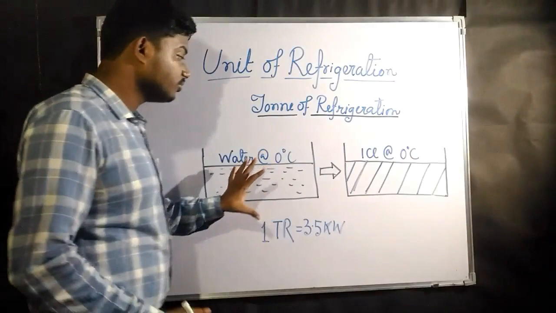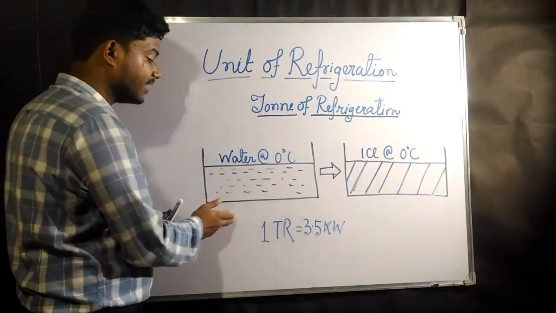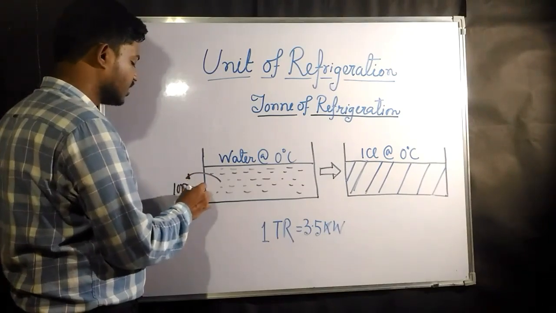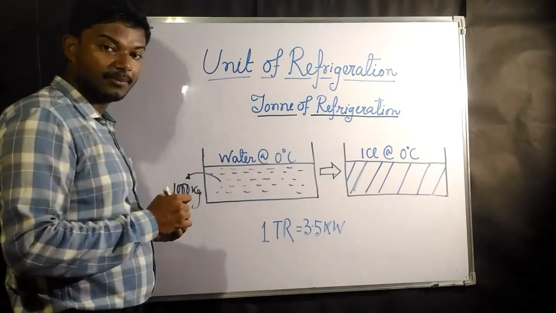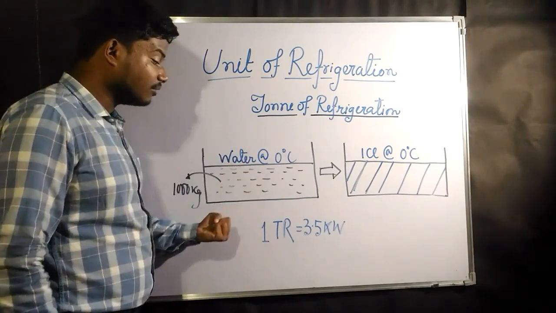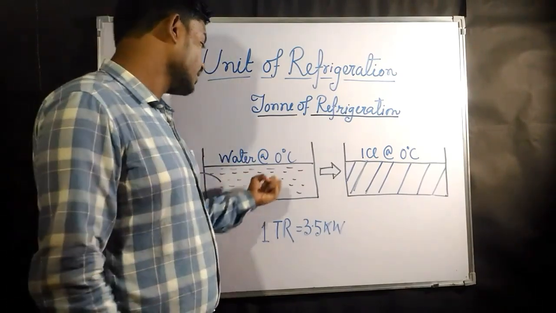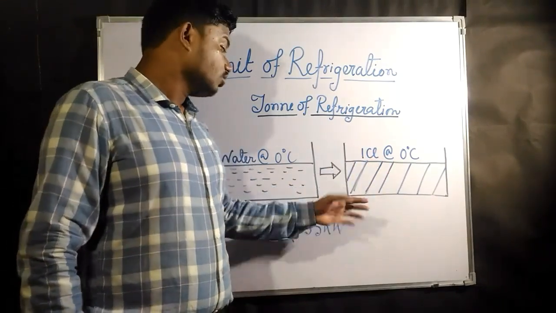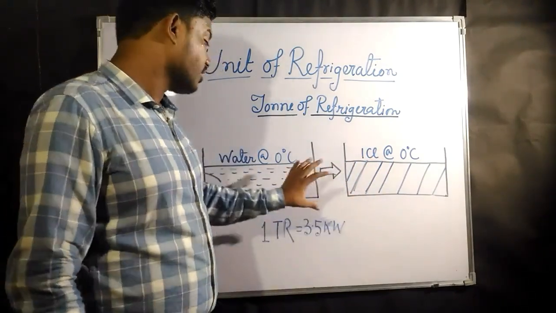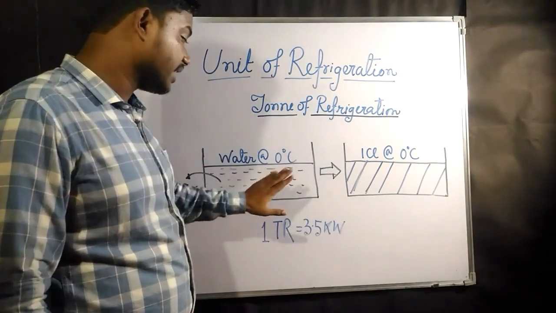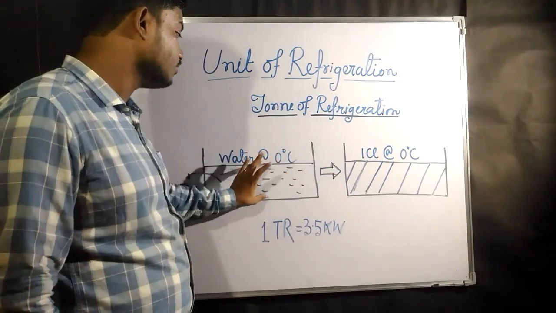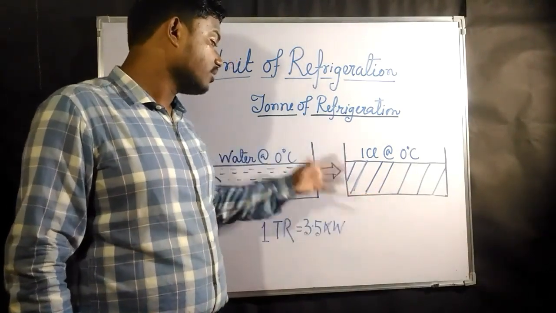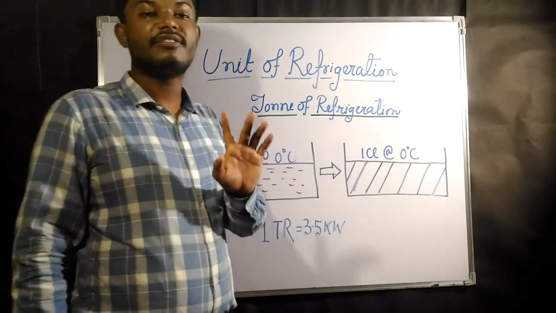Suppose this is the container, and in it there is 1 ton, that is 1000 kg, of water at 0 degrees centigrade. We need to take out heat from this water so that the water at 0 degrees becomes ice at 0 degrees centigrade. In 24 hours, the amount of heat that has to be taken out so that the complete water is converted to ice at 0 degrees centigrade is known as 1 ton of refrigeration.